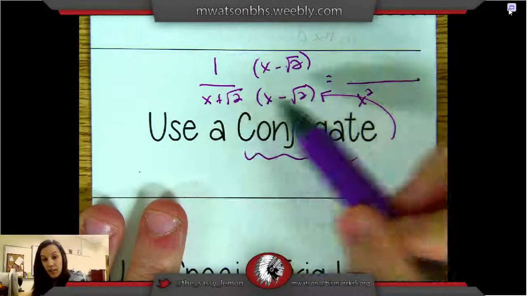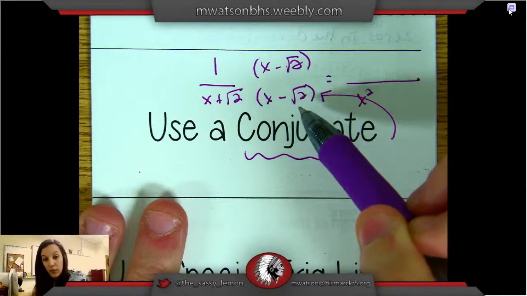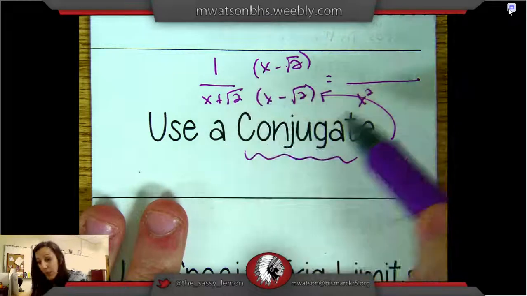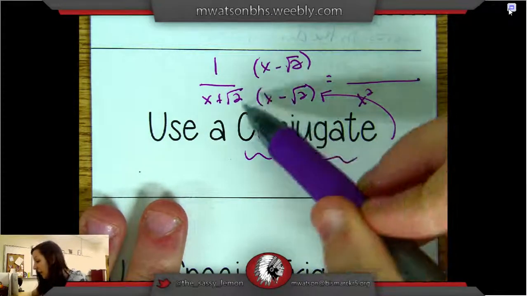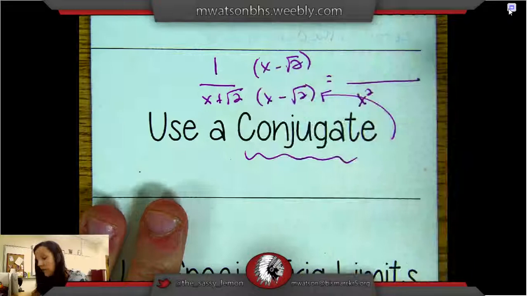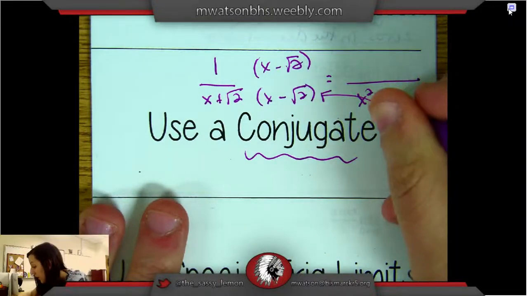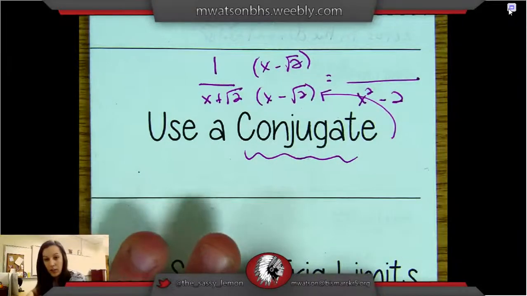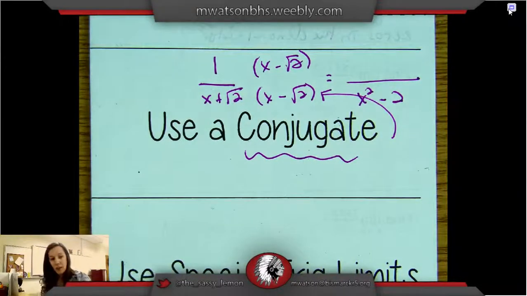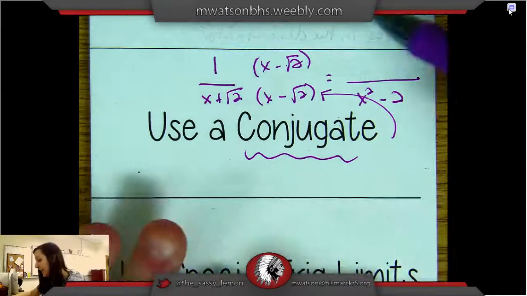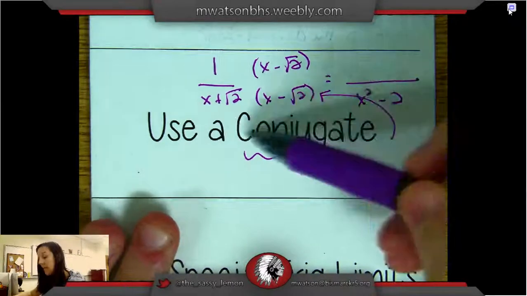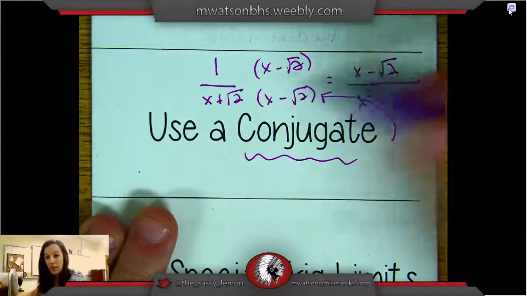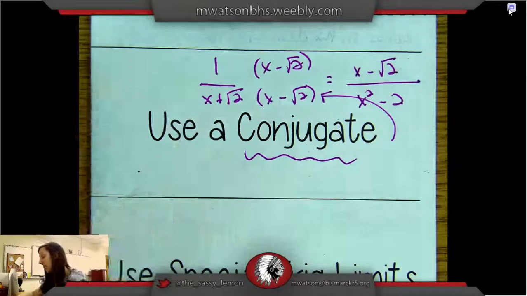You're going to have x times the negative square root of 2 plus square root of 2 times x. Those two are going to cancel each other out. And then your last term is square root of 2 times negative square root of 2, which equals negative square root of 4, which is negative 2. So if you're hung up on the algebra of that, come and talk to me about it. But that's why it's so nifty, because it eliminated that radical. And then the top was this. So that's what a conjugate is.